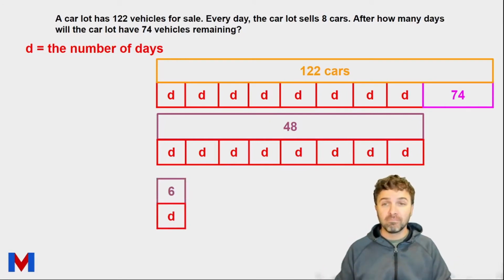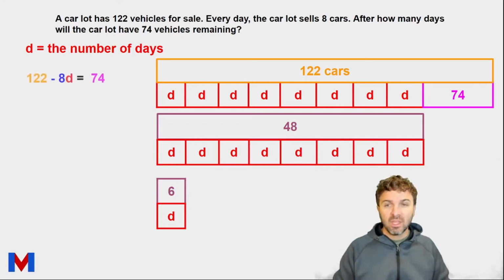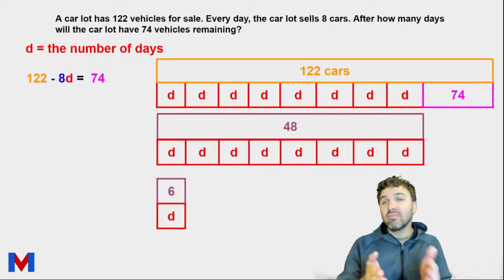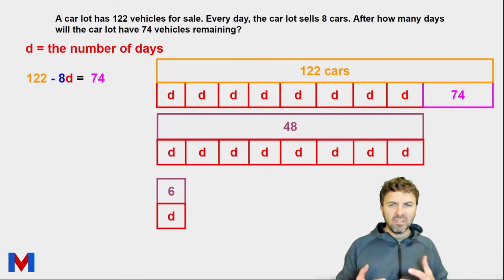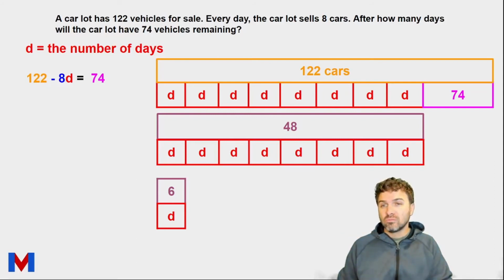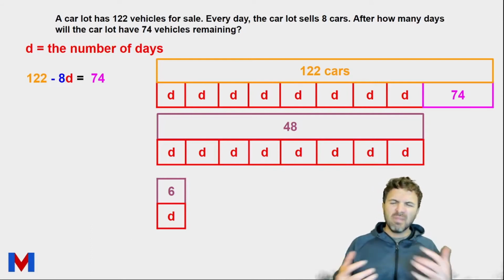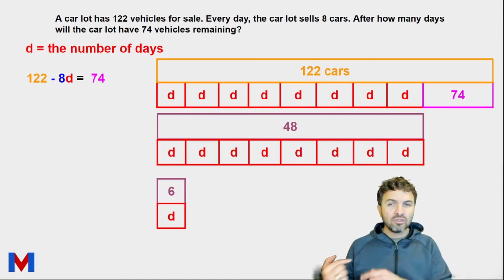So 6 cars per day. Let's go look at this a little bit more algebraically, with 122 minus 8 cars per day times the number of days equals 74. To solve this, the first thing I want to do is get rid of 122. Yes, you can try to get rid of that negative 8 first, but it gets messy, so I'm just going to get rid of that 122 first. I'll do it by subtracting 122.